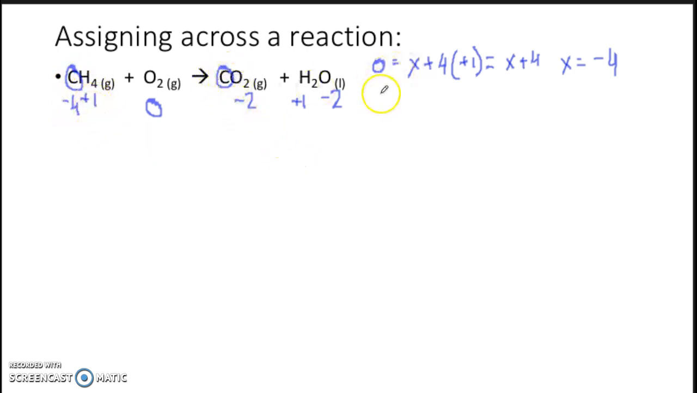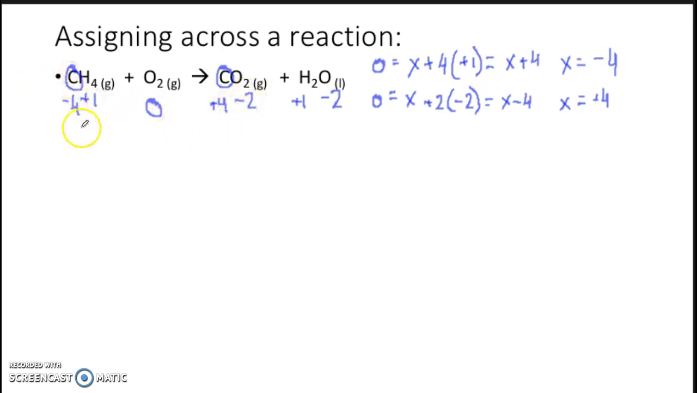Now for the carbon dioxide, that is also 0 equals X, the thing I don't know, plus 2 oxygens, and each oxygen has an oxidation number of -2. So that would be X -4. In this instance, X happens to be +4. So my carbon in the carbon dioxide is +4. That should also make sense because the oxygen is negative, and you're going to have a positive and negative in each one.